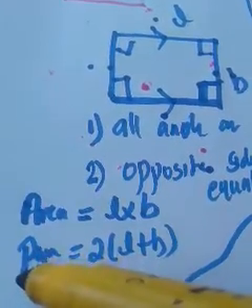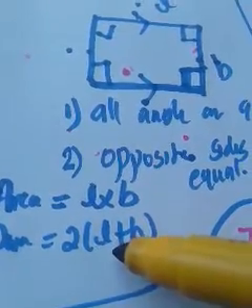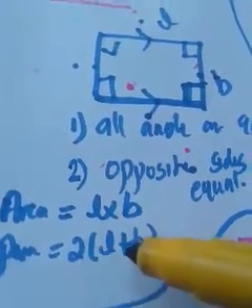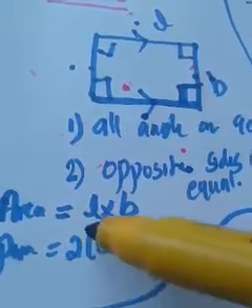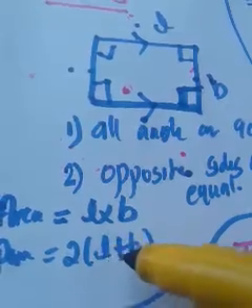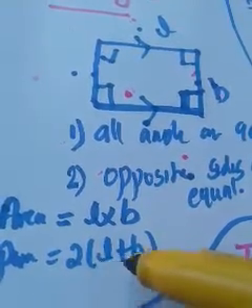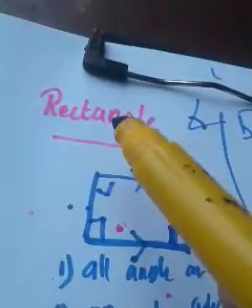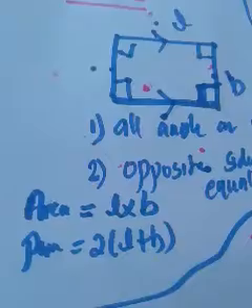And what is the formula for calculating boundary length or perimeter? 2 into (L plus B). I repeat, 2 into (L plus B). After 2, then into, in bracket L plus B. What are this L and B? Length and breadth. This is the formula for calculating rectangle's perimeter, and this is the formula for calculating rectangle's area.